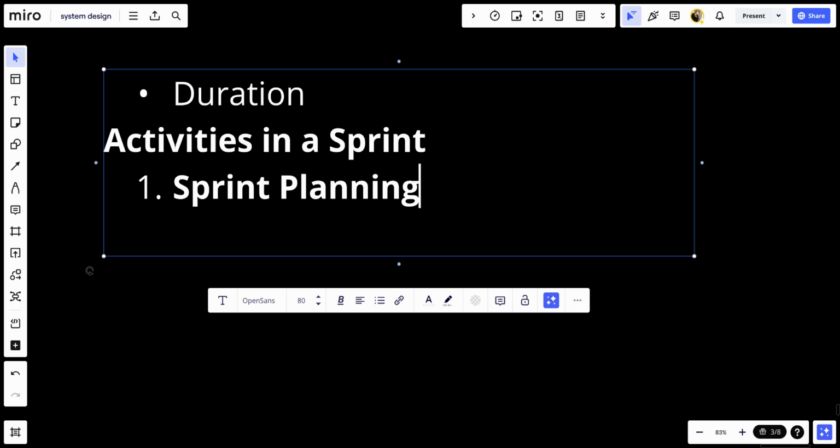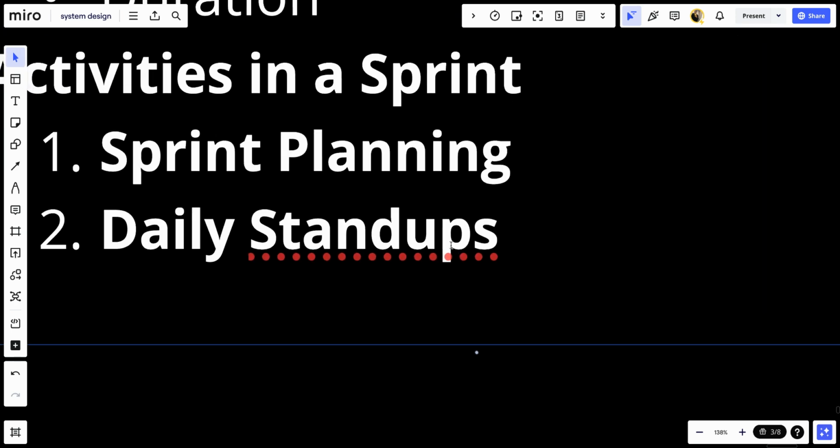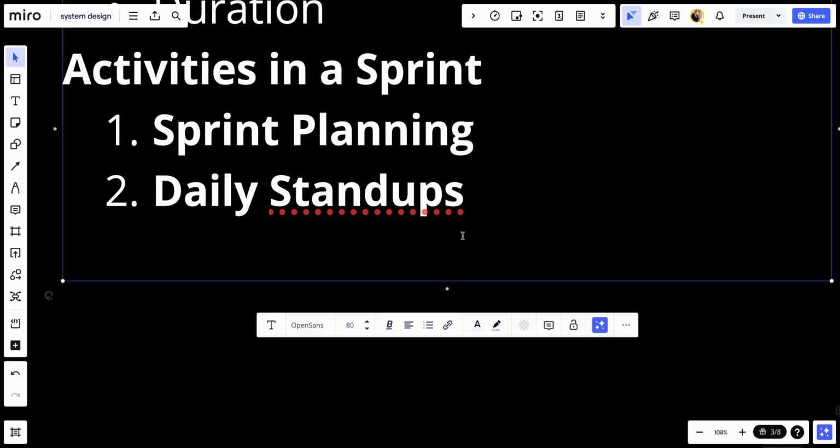Number two, daily stand-ups, also known as daily scrums. They are short daily meetings, usually 15 minutes, where team members share what they did the previous day, what they are doing, what they plan to do today, and any problems or issues they are facing.